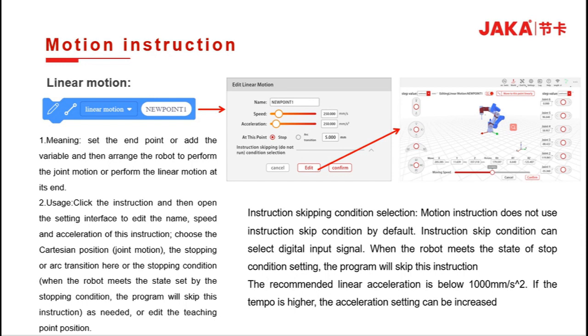The third attribute is to stop or arc transition at this point. Fourth, the instruction skipping condition. When a state set by the stop condition is met, our robot will skip this instruction. The fifth one is to edit a point of our machine movement. Click on the editing interface and a picture will jump out on the right, which is the interface for teaching the robot. After the teaching is completed, click OK and then return to our previous interface, click OK again. And then our motion instruction is edited.